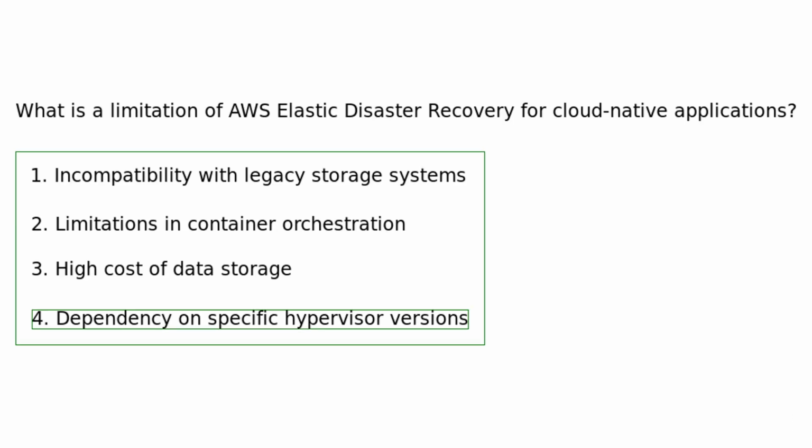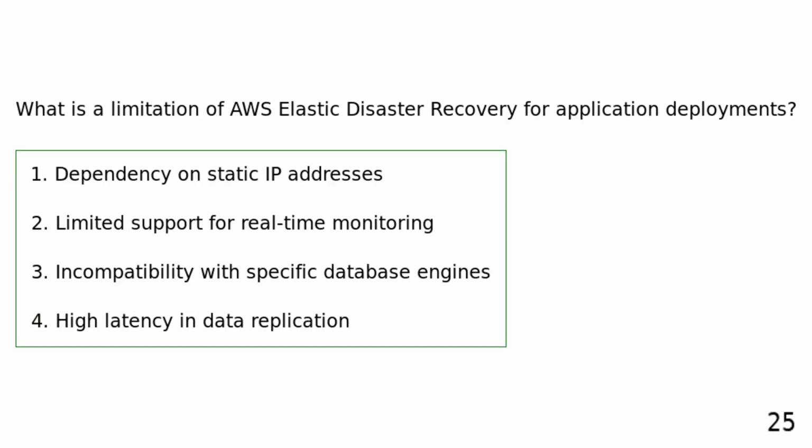AWS Elastic Disaster Recovery may face limitations for cloud-native applications due to incompatibility with legacy storage systems or limitations in container orchestration capabilities. What is a limitation of AWS Elastic Disaster Recovery for application deployments? Dependency on static IP addresses. Limited support for real-time monitoring. Incompatibility with specific database engines. High latency in data replication.